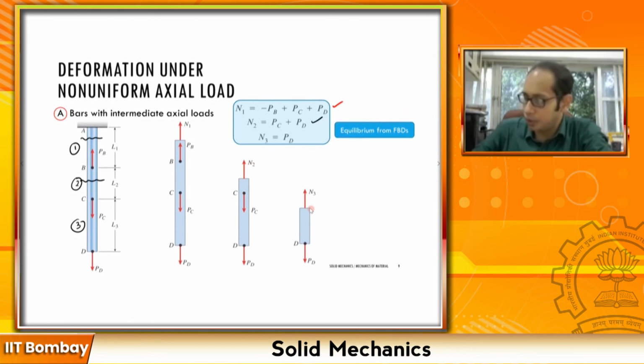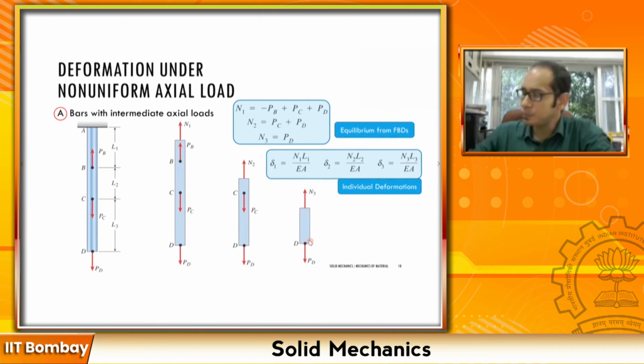And for the last one, if I take a random section, maybe somewhere over here, I am going to have N3, which is going to be equal to the PD that I have over here, right? So now again, similar to the previous case, for these individual chunks, I have these internal forces. So what I can do is go ahead and calculate the different deltas, right?